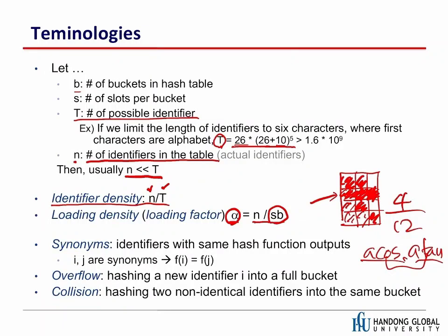And the next one is collision. Collision occurs when we hash 2 non-identical identifiers into the same bucket. So collision and overflow are slightly different. When we insert a new identifier here, and there is something in this bucket, then there is a collision, but there is no overflow. But if we insert something into this bucket one more time, then we have a collision and overflow. So to have an overflow, we will have a collision first, and then overflow.